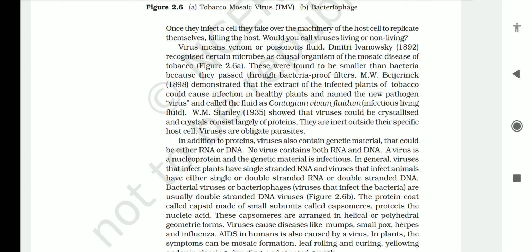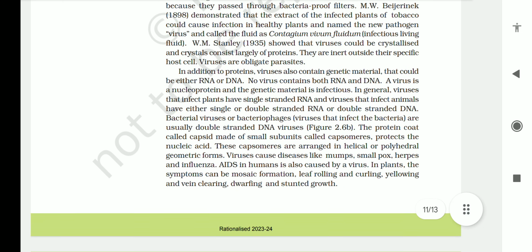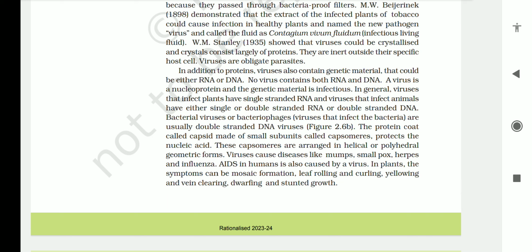Viruses are obligate parasites. In addition to proteins, viruses also contain genetic material that could be either RNA or DNA. No virus contains both RNA and DNA. A virus is a nucleoprotein and the genetic material is infectious. In general, viruses that infect plants have single-stranded RNA, and viruses that infect animals have either single or double-stranded RNA or double-stranded DNA. Bacterial viruses, or bacteriophages, that is, viruses that infect bacteria, are usually double-stranded DNA viruses.